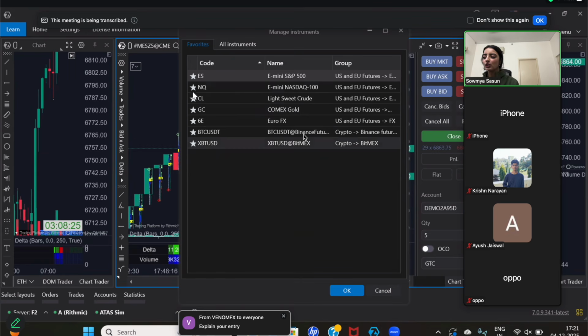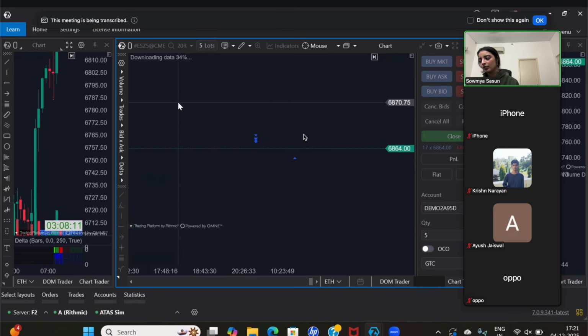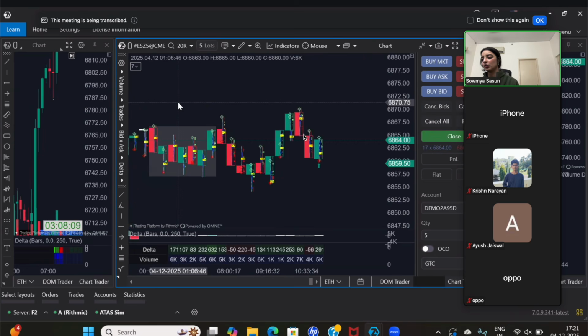Ignore everything. Focus on one instrument. Only focus on ES. Become a pro in ES, then you can go on to all. I will say just focus on ES. ES is E-mini S&P 500. Let's go to E-mini. Okay. This is how the chart looks.